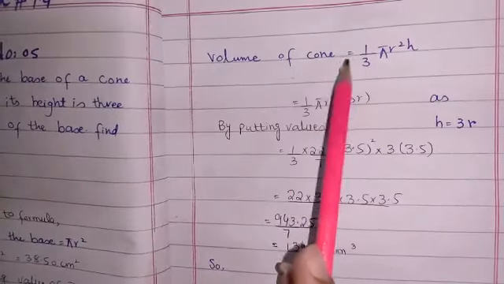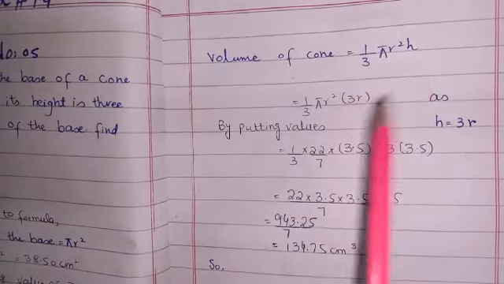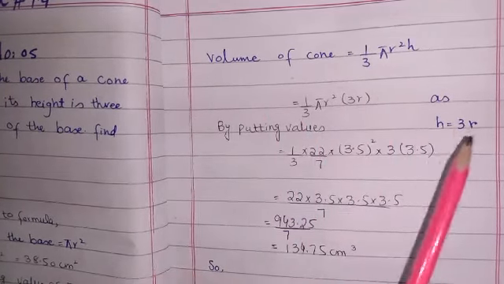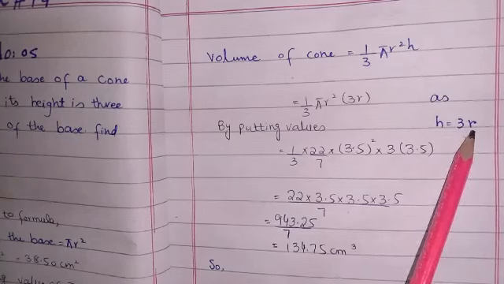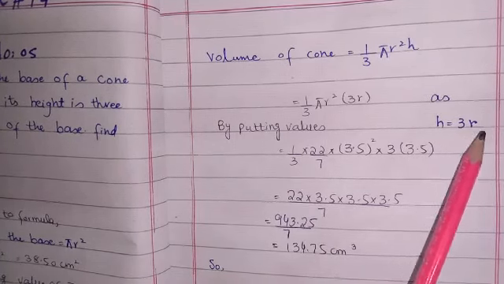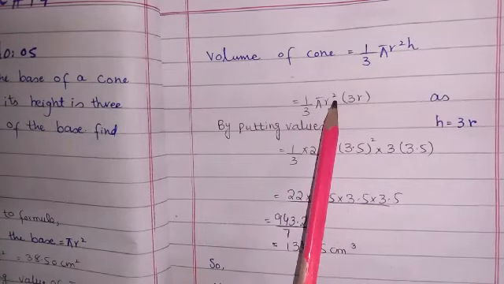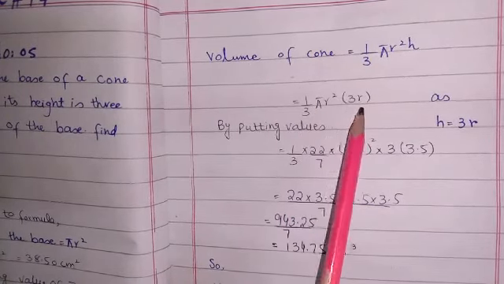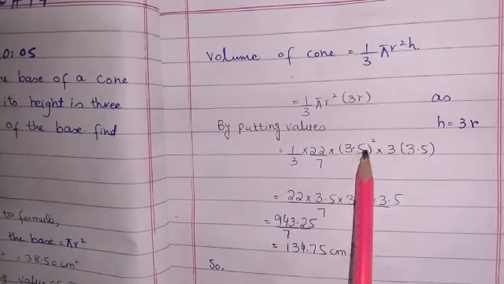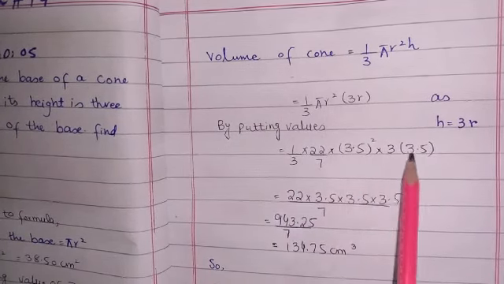Now the volume of cone is equal to 1/3 pi r square h. You know that in our statement they told us that our height is equal to 3r. It means 3 times the radius, so we will write h is equal to 3r. So 1/3 pi r square into 3r. Now by putting values, 1/3 into 22/7 into 3.5 whole square into 3 into 3.5.